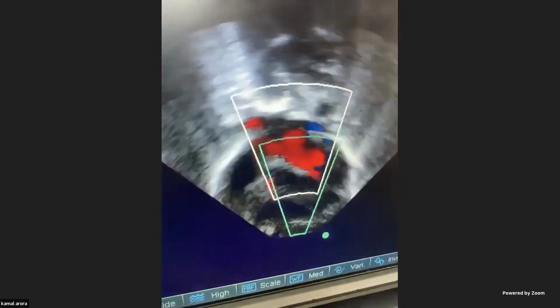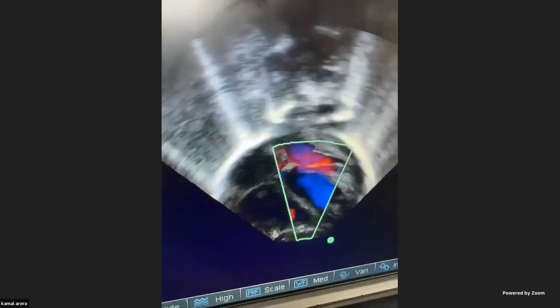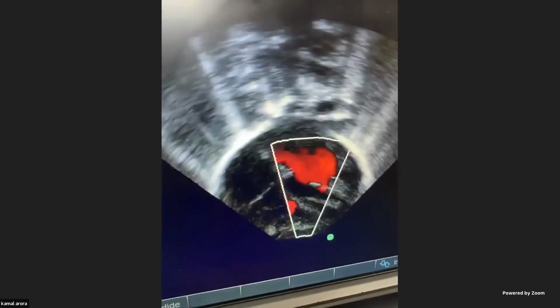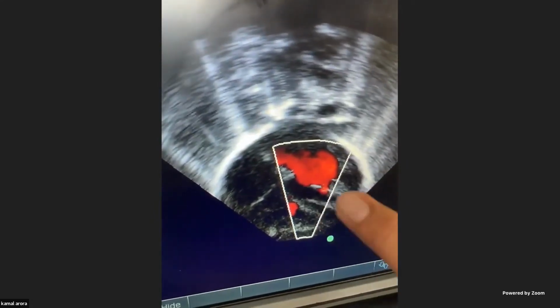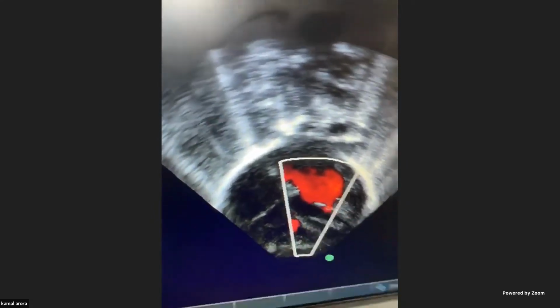I put a color over here. So you can see both the colors, the red color and the blue color. So blue is going out. So I put my cursor over almost here.